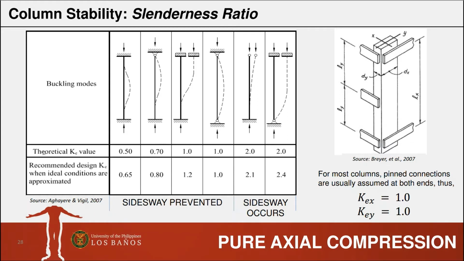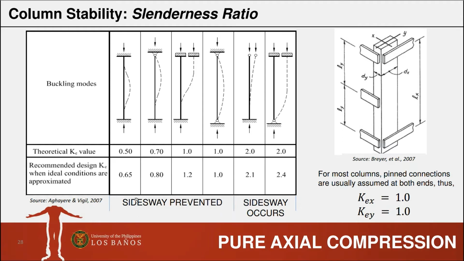So we were given two sets of values for the effective length factor. We have a theoretical value for K sub E, and a recommended design K sub E when ideal conditions are approximated. The values for K sub E that we will use in CE133 are the recommended design values when ideal conditions are approximated. So if it is not specified which type of K sub E will be used, then we will assume that the recommended design K sub E values will be used.